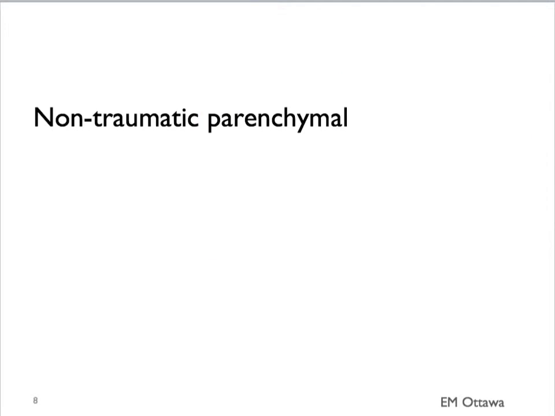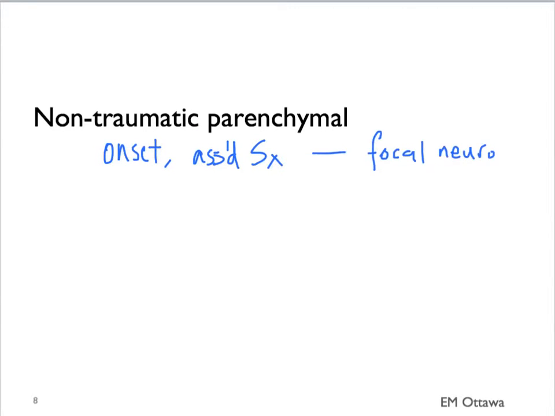For non-traumatic parenchymal bleeds, we need to know something about the headaches, the onset and associated symptoms, and in particular, focal neurological deficits affecting vision, motor, sensory, or balance. As these bleeds are usually due to hypertension, we need to know about history of hypertension, whether they're on any medication for it, and whether they have taken any medication that might increase the blood pressure.